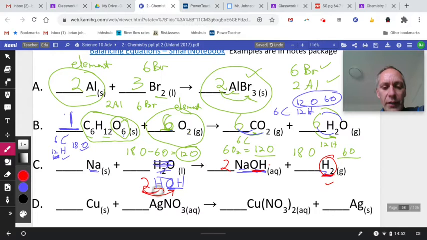So I'll just check that. 2 hydrogens, 2 hydrogens, 2 OH, 2 OH, 2 Na. So now I have to go back to this Na and put a 2 in front. And we're balanced. 2, 2, 2, 1.